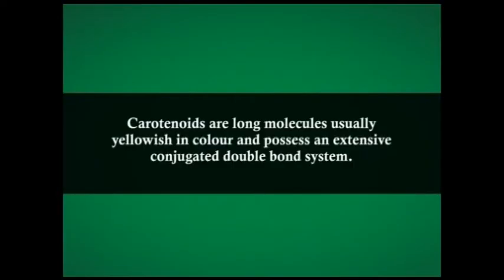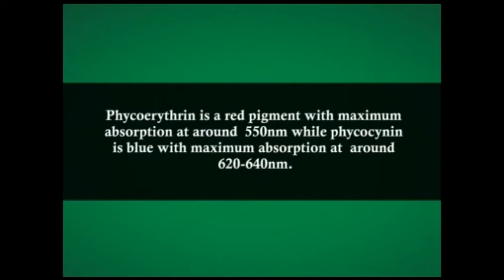Although several chlorophylls are found in eukaryotes, the most important are chlorophyll A and chlorophyll B. Carotenoids are long molecules, usually yellowish in color, and possess an extensive conjugated double bond system. Certain red algae and cyanobacteria possess another photosynthetic pigment known as phycobiliproteins. These are phycoerythrin and phycocyanin, which consist of a protein with a tetrapyrrole attached. Phycoerythrin is a red pigment with maximum absorption at around 550 nanometers, while phycocyanin is blue with maximum absorption at around 620 to 640 nanometers.